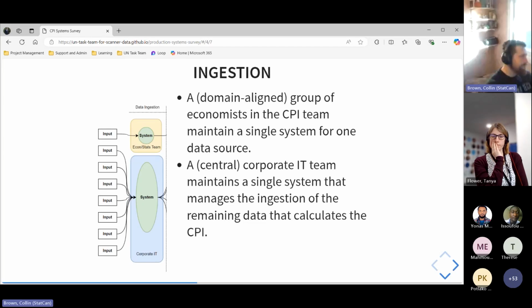So this first part would depict that there's one system maintained by a team of, let's say, economists or statisticians, and that one system ingests a particular input and then it produces that for downstream data processing. And then the remainder of inputs are ingested by one system maintained by a central corporate IT team. They ingest those inputs and then make them available to the processing step. So two different teams maintaining two different systems, one quite large system, one quite small system.